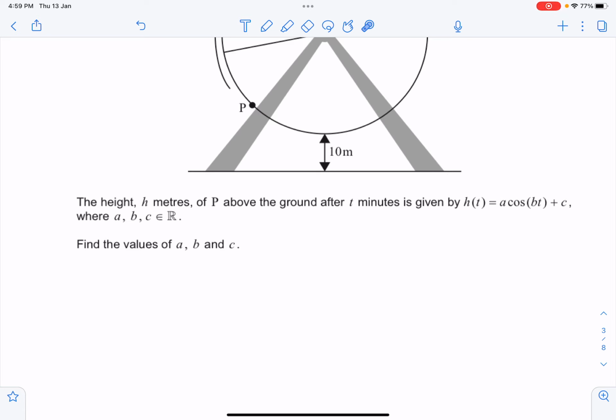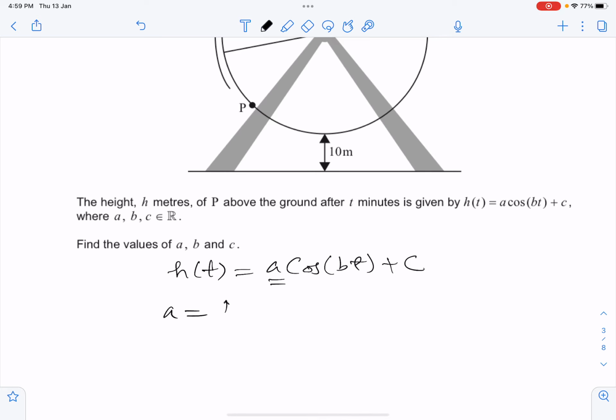Okay, so as we have discussed earlier, here I will rewrite the equation again. H of t is equal to a cos of bt plus c. Okay, now here a is the amplitude, and amplitude is given by maximum minus minimum divided by 2. So a is equal to maximum minus minimum divided by 2.